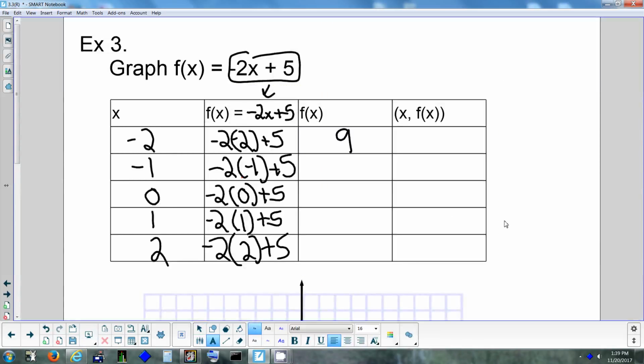Oh, wait, it is? Oh, I thought you were supposed to put the equation there. What happened? 4 plus 5, 2 plus 5. I thought it was good.